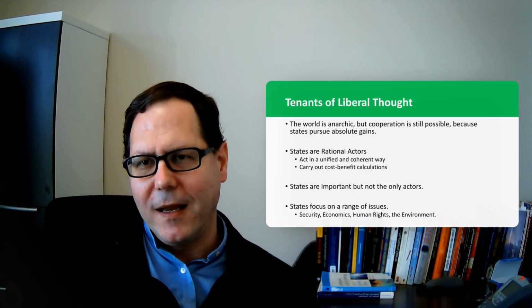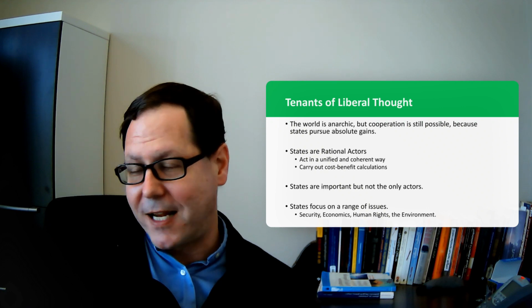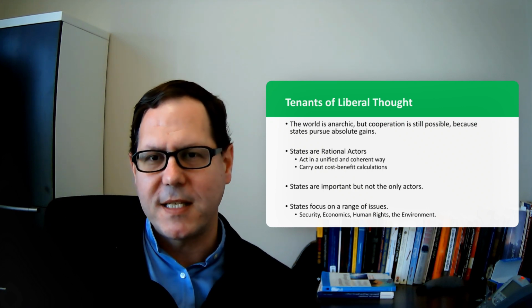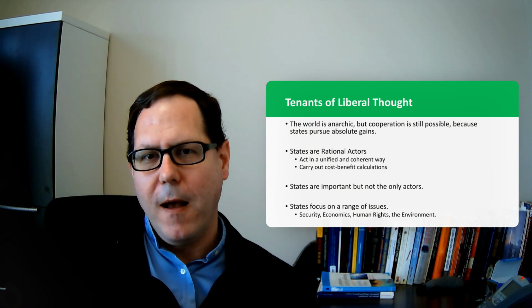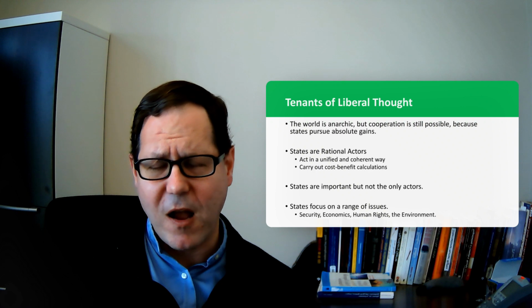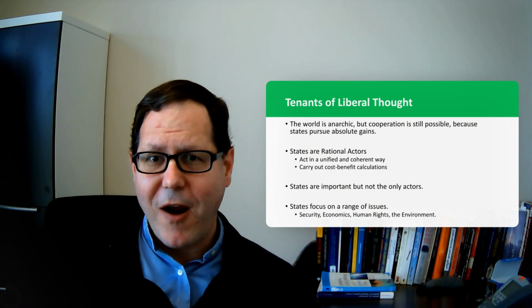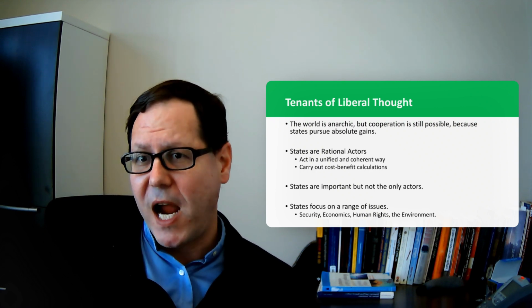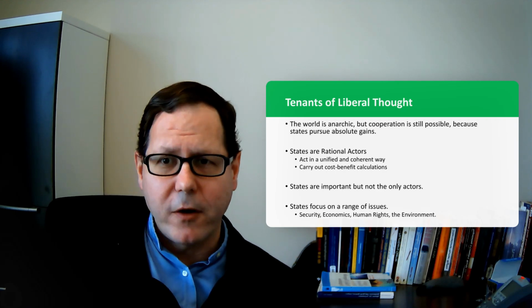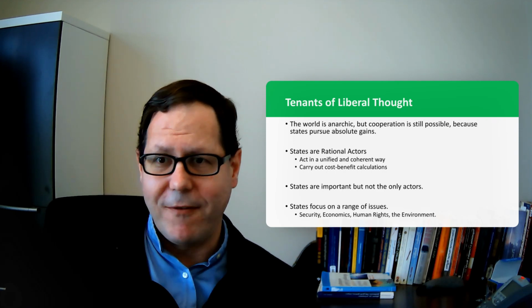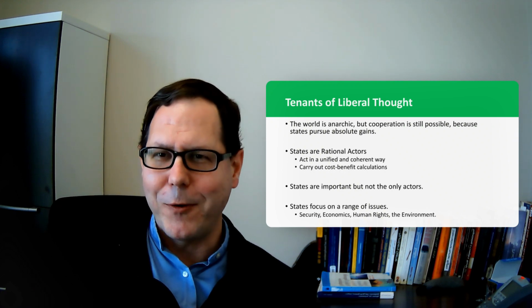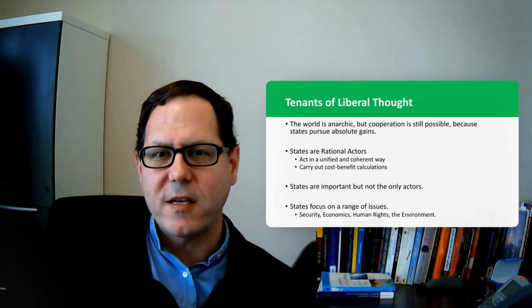A second core sort of tenet is the idea that states are rational actors. Just like with realist theory, there's the assumption that states kind of know what they want. They are conducting a cost-benefit calculation to sort of figure out, does this make sense? And then they're acting strategically in a unified and coherent way to try to achieve those goals. So we can probably understand the behavior of states because they're behaving in a rational manner. Not necessarily rational in the sense of I agree with it, just I can understand their thought process and their calculation.